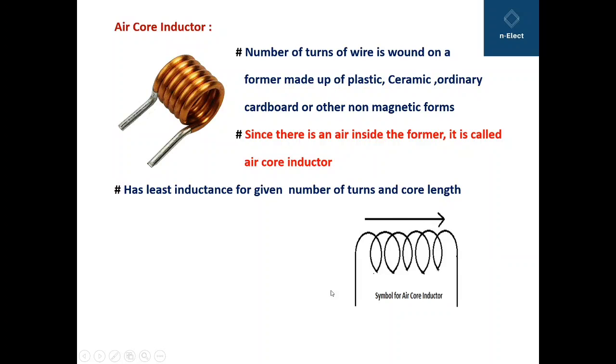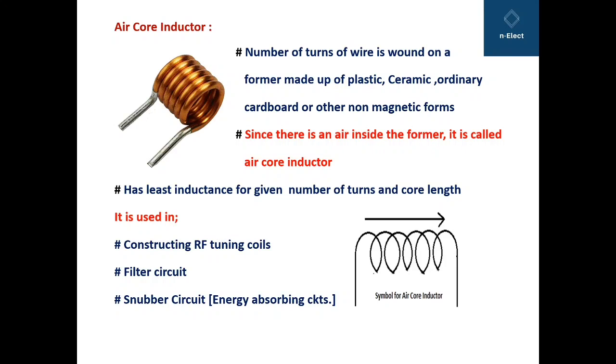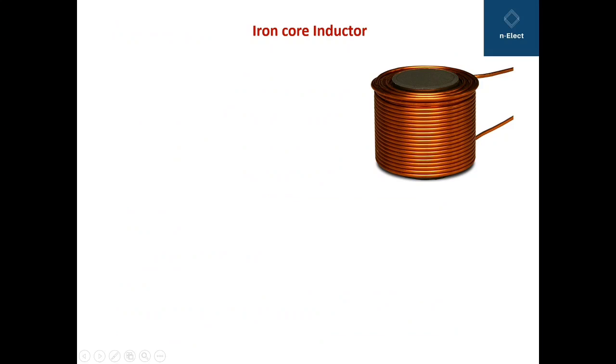This is the symbolic representation of an air core inductor, and it is used in constructing radio frequency tuning coils. Then it can be used in filter circuits also, and snubber circuits. Snubber circuits means the energy absorbing circuits which can protect the switching diodes from voltage spikes. It is also used in high frequency applications including TV and radio receivers.